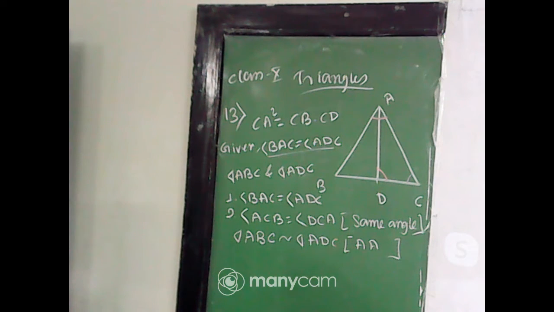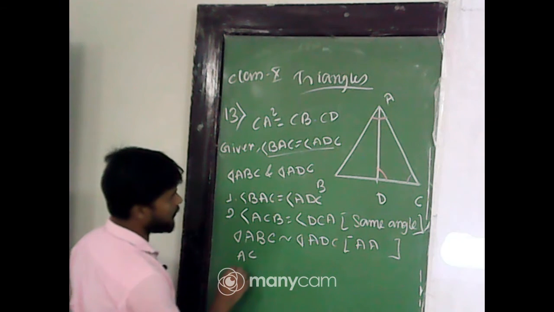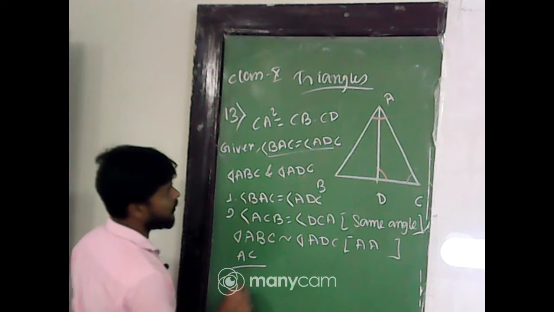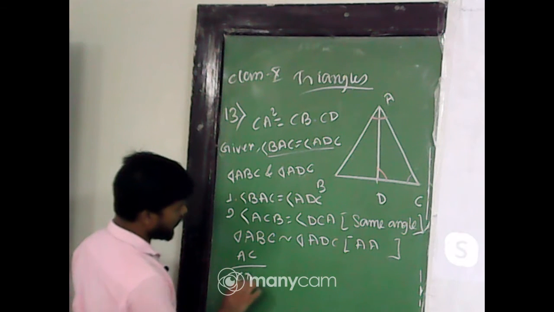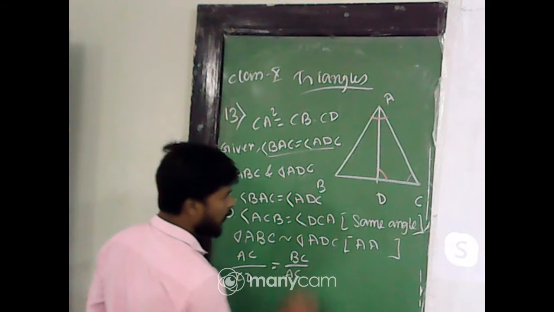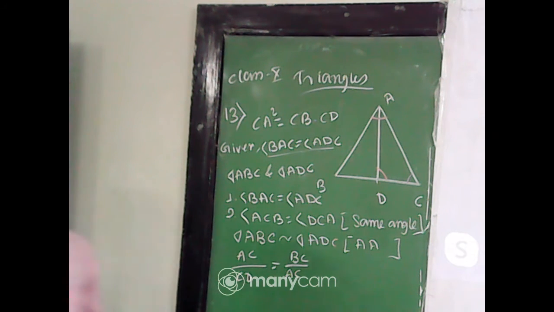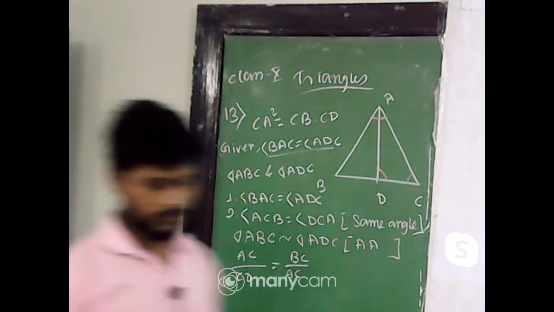Now, whenever we have proven that the triangles are similar to each other, then we know a rule that in similar triangles, the corresponding sides are in the same ratio. So, AC by CD is equal to BC by AC. Now just do the cross multiplication, you will get your answer. Just do it.